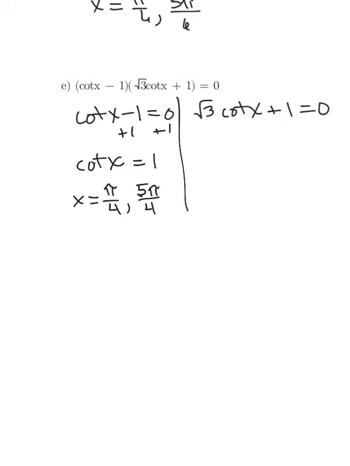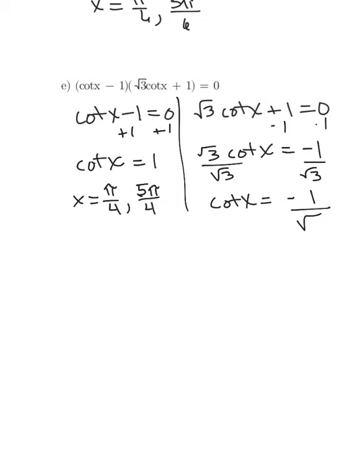Now come over to the second one. First thing we're going to do is subtract 1 on both sides. So we have the square root of 3 times the cotangent of x equals -1. Divide by that square root of 3. We're dividing by the coefficient to get the variable by itself. So we're going to have the cotangent of x equals -1 over square root of 3.